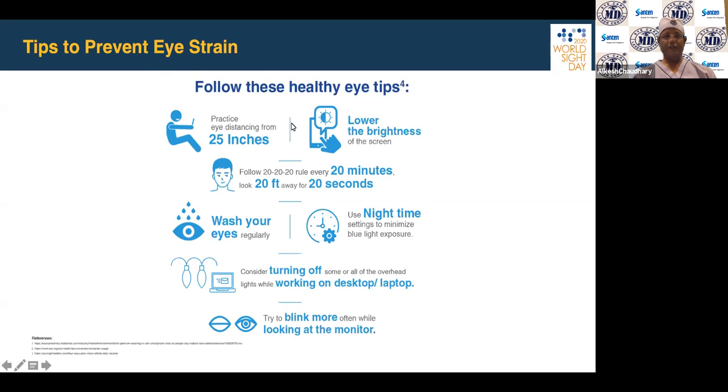Tips to prevent eye strain. What are the tips? Maintain a proper distance, lower the brightness, and use diffuse illumination. You should always work in diffuse illumination. Wash your eyes regularly, and blink more often when looking at the computer. And use the nighttime setting to minimize blue light exposure.